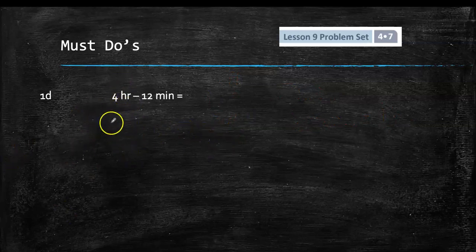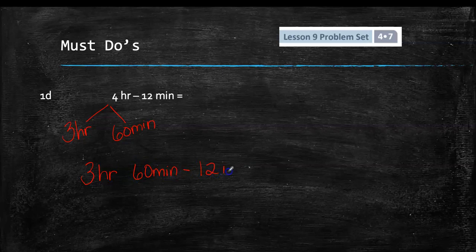I don't have any minutes to subtract. How are we going to get minutes? Of course, we're going to decompose. We're going to make 4 hours into 3 hours and 60 minutes. So now I'm going to rewrite my problem. 3 hours, 60 minutes, and I'm going to subtract 12 minutes. Well, I know I'm going to have 3 hours because 3 hours minus 0 hours gets me 3 hours.